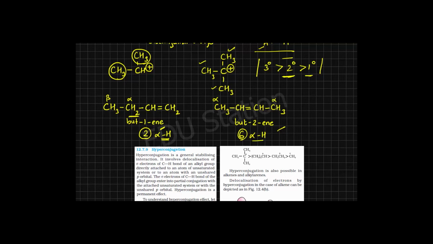If you have more number of alpha hydrogens, there will be more dispersion of charge, that will be more stable. So, if you are asked but-1-ene, but-2-ene which is more stable, your answer is but-2-ene, because it has 6 alpha hydrogens. So, it will have greater number of hyperconjugative structures.